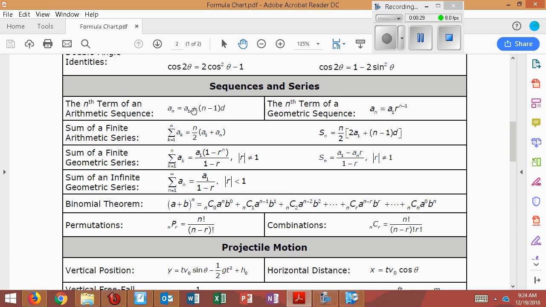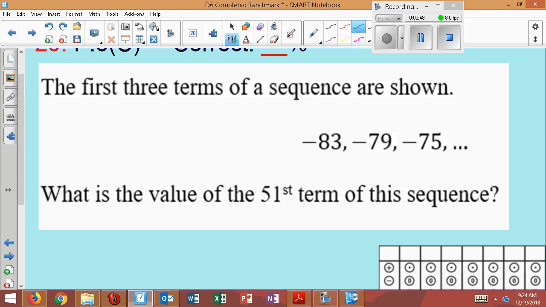Arithmetic means the sequence is adding or subtracting. That's why there's a plus there next to A1. The geometric means it's multiplying or dividing. That's what the R next to the A1 implies, a multiplication. So this means it's multiplying, or its opposite, dividing. This means it's adding, or its opposite, subtracting. So let's look at what's happening with our sequence.